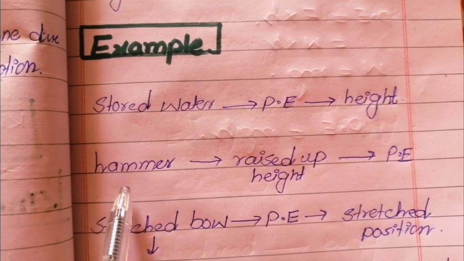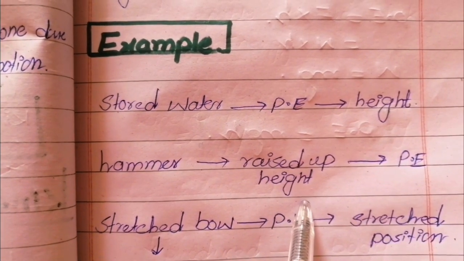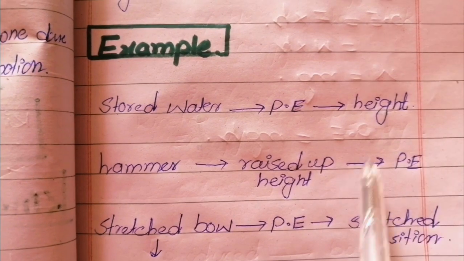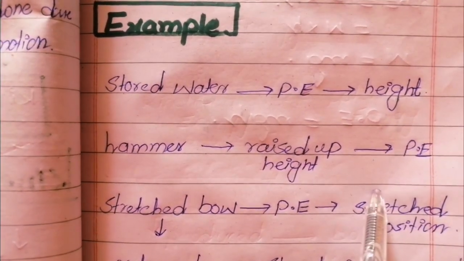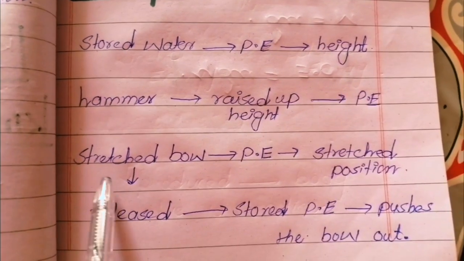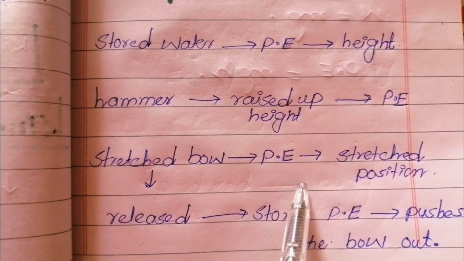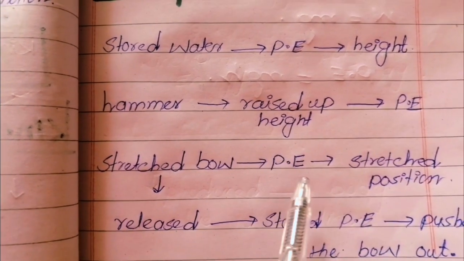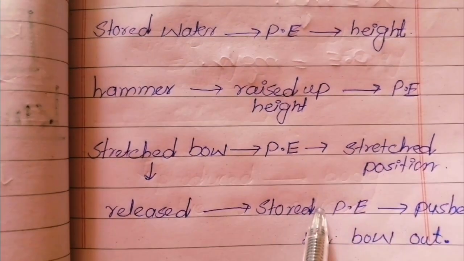When a hammer is raised up to some height, potential energy is produced in the hammer due to the position of the hammer. And in a stretched bow, potential energy is also present, due to the stretched position of the bow.